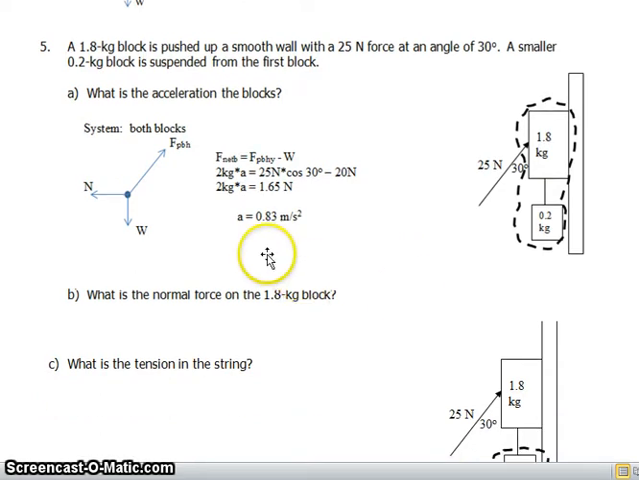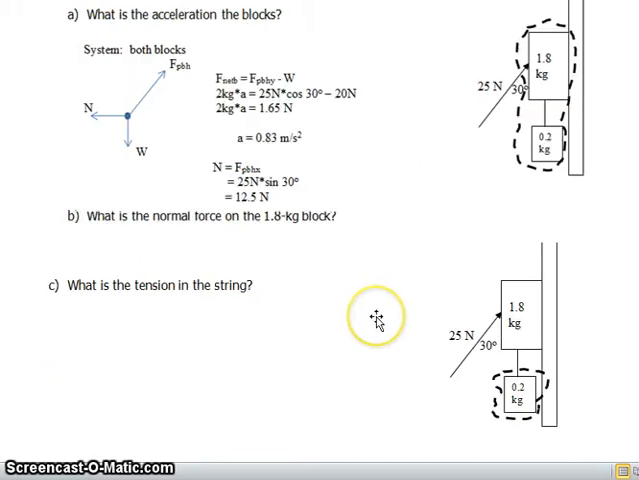Part B, what is the normal force on the 1.8 kilogram block? So now the normal force is going to be equal to the x component of the applied force. So the support force is going to be 25 times the sine of 30 degrees, which is 12.5 newtons.